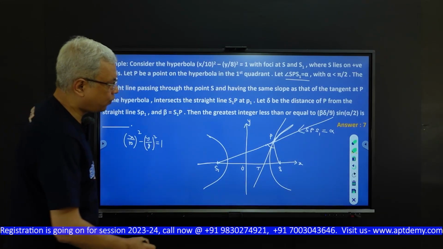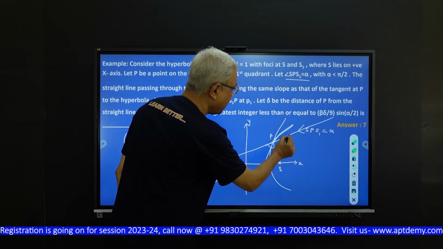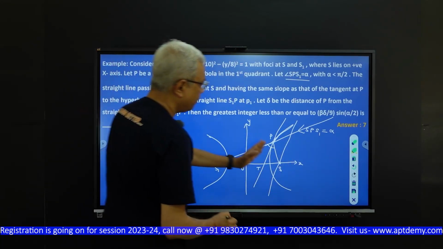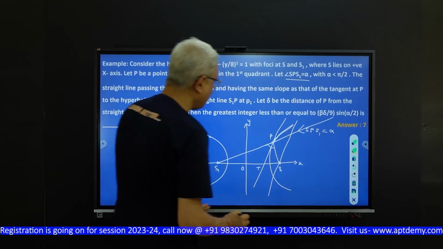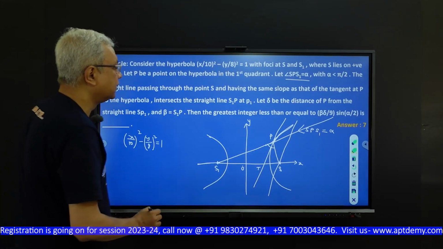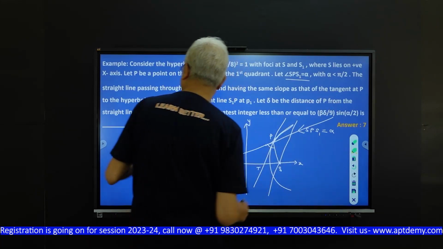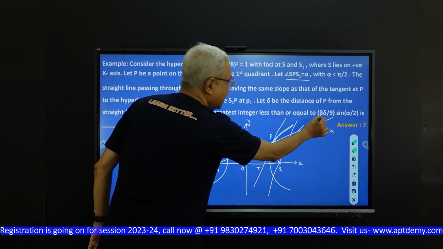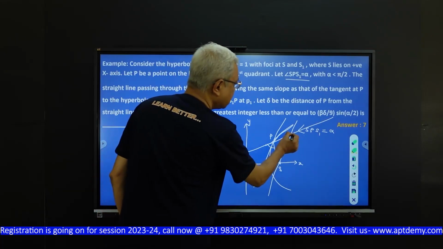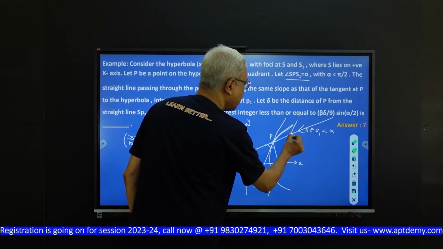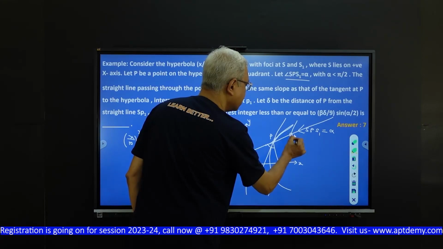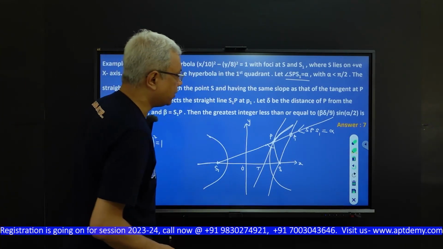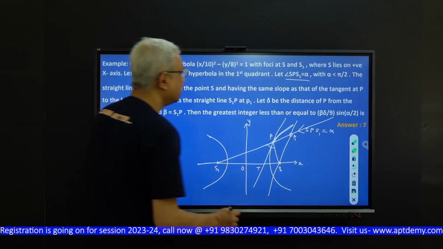So, through S, you draw a line parallel to the tangent, because this line has the same slope as that of the tangent. It cuts or intersects the straight line S1P. So, this is line S1P. It cuts this S1P at point P1. So, this point is P1.